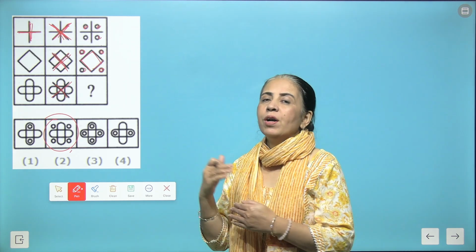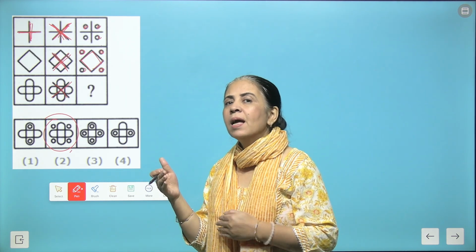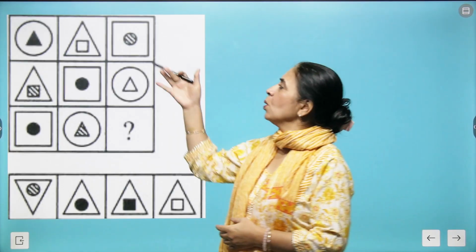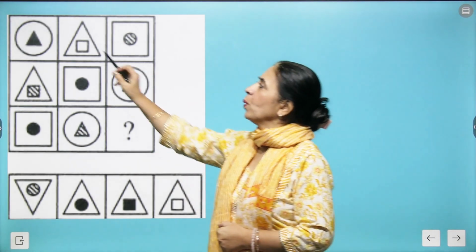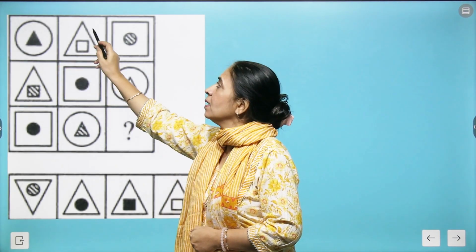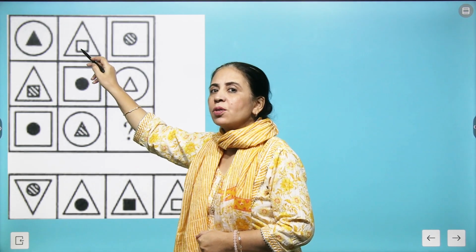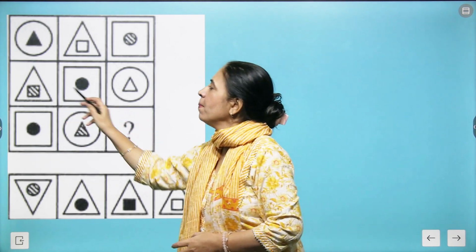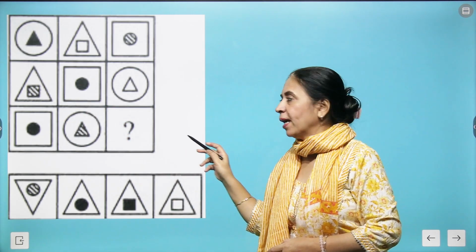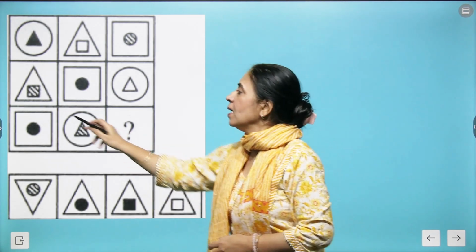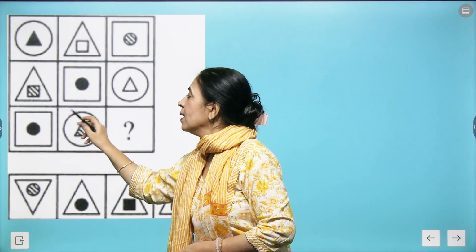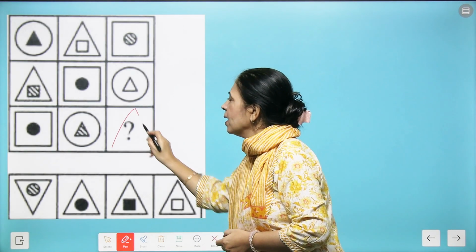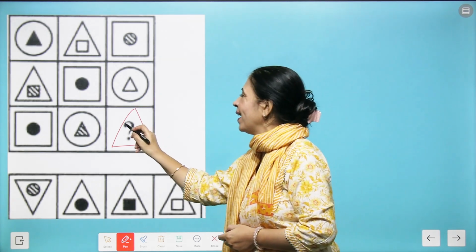I believe you have understood how to recognize the pattern and then fill the missing cell of the given matrix. Now let's look at the symmetry in this matrix. We have a triangle inside a circle, then a square inside a triangle, and then a circle inside a square. Looking at the pattern, the same pattern is followed in the second row, and in the third row, the square has a circle inside it, the circle has a triangle inside it, and the next figure will be a triangle with the square. Great going.